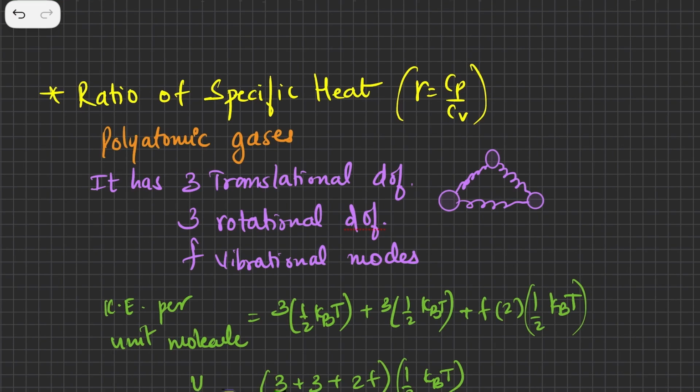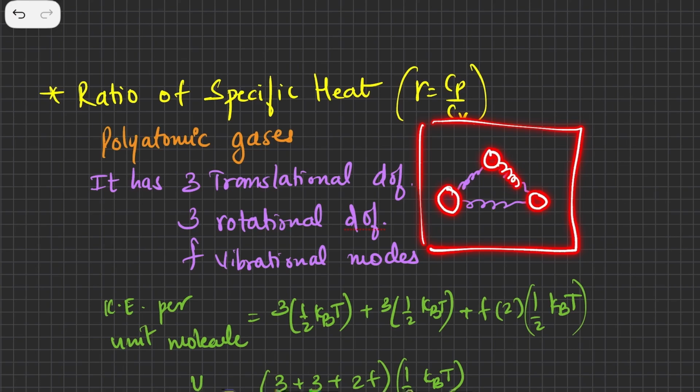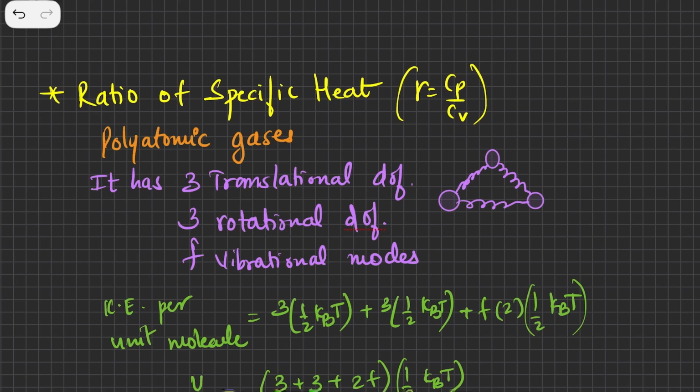So today we are going to consider a molecule which is something like this, which I have shown in the box. There is one atom, another atom, and a third atom, and the atoms are connected in a kind of spring model. And yes, these molecules can move in the x direction, y direction, as well as the z direction. So it has 3 translational degrees of freedom, and this molecule can rotate in all 3 axes: it can rotate about the x axis, the y axis, and the z axis.